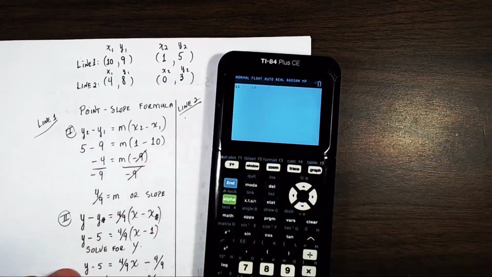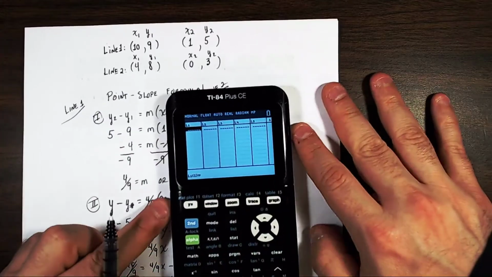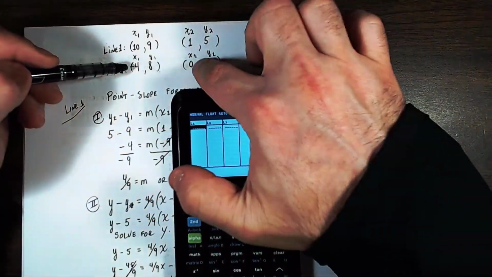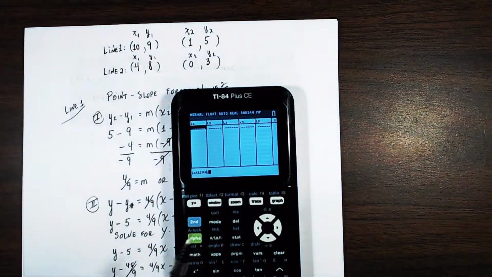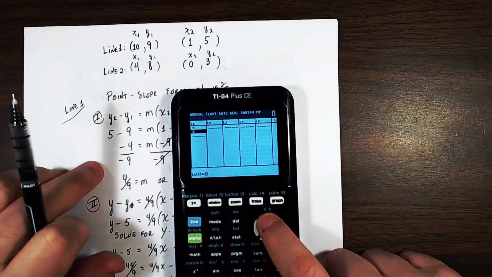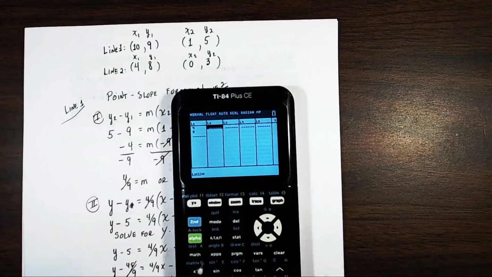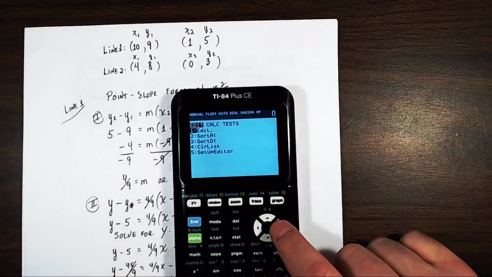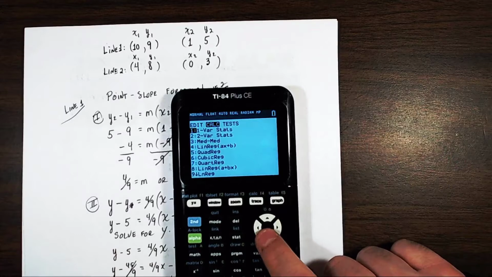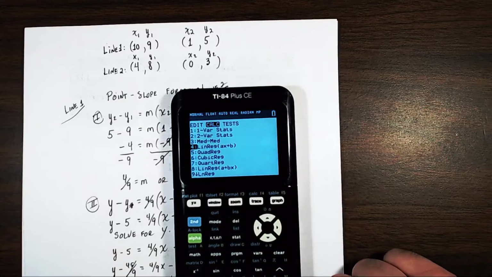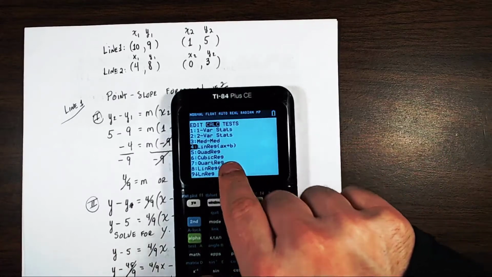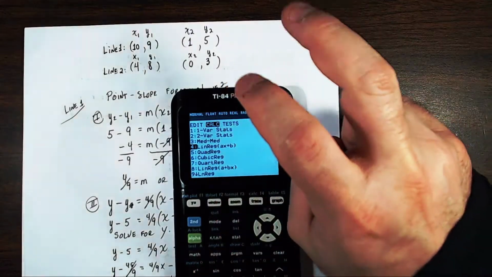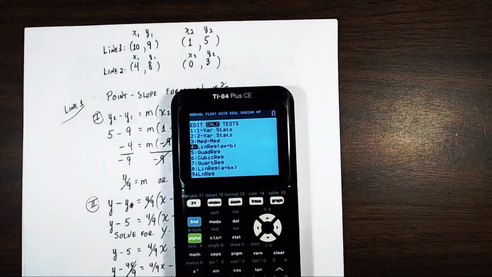Stat, Edit. All right, so here's what I'm going to do. I'm going to put my x values, which are 4 and 0, into L1, and my y values, which are 8 and 3, into L2. Then I'm going to hit Stat and move my cursor over to Calc and move down to LinReg, linear regression, AX plus B. A stands in for M in this one because TI calculators have to be different. So we're going to hit that.